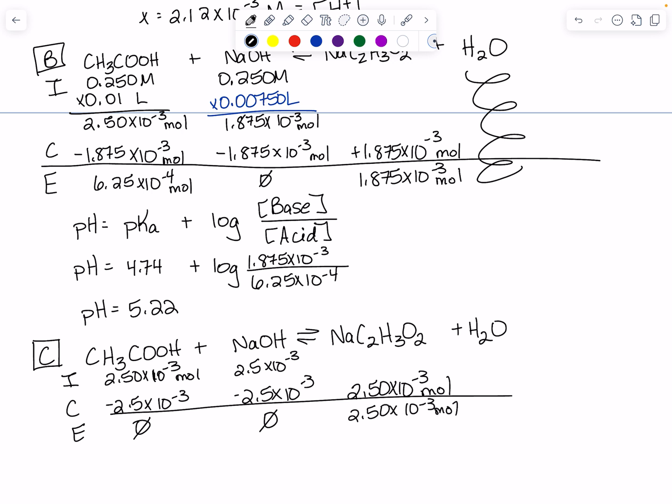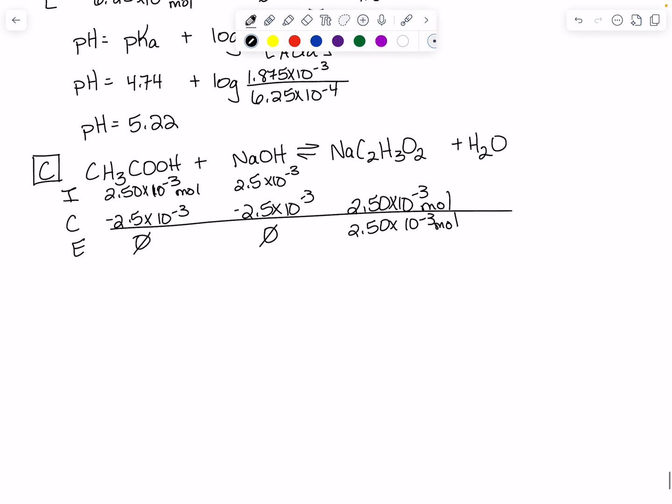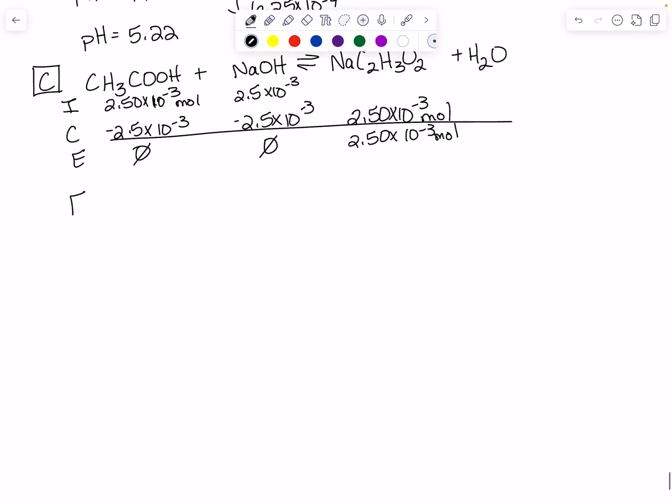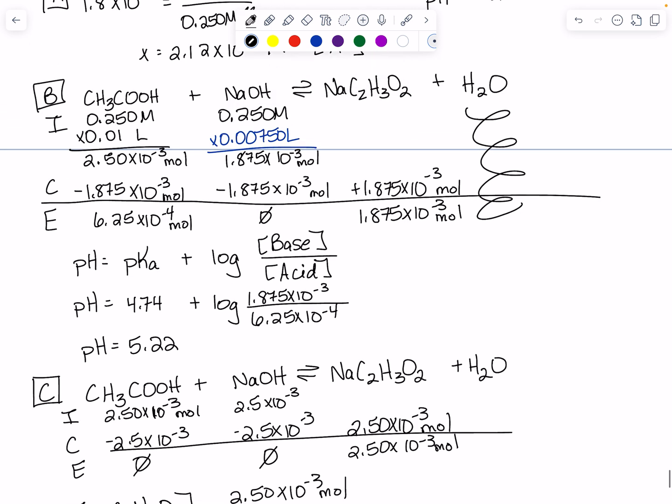Okay, that says moles. The concentration of the salt: the sodium's not going to matter. The sodium's not going to affect the pH, but it's the acetate that is. The concentration of the salt is going to be 2.5 times 10 to the minus 3 moles divided by the total volume. So let me scroll back to our original information here.